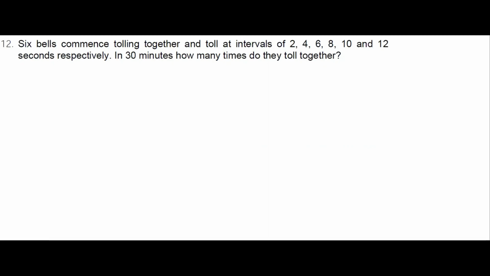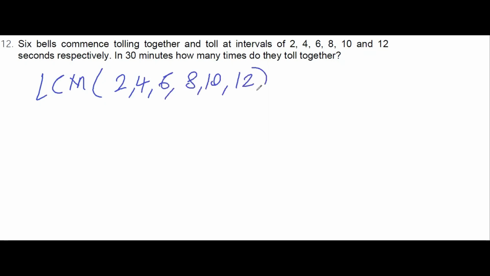So it says 6 bells commence tolling together and toll at intervals of 2, 4, 6, 8, 10, and 12 seconds respectively. In 30 minutes, how many times do they toll together? Okay, so here one thing is very, very clear. What's that? That I need to find the LCM of all these numbers: 2, 4, 6, 8, 10 and 12.